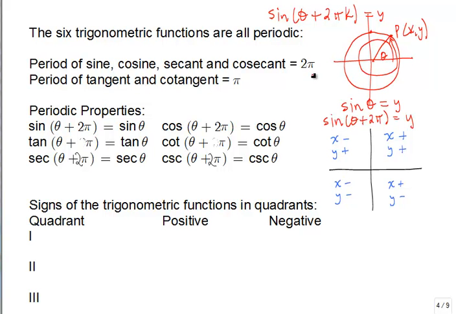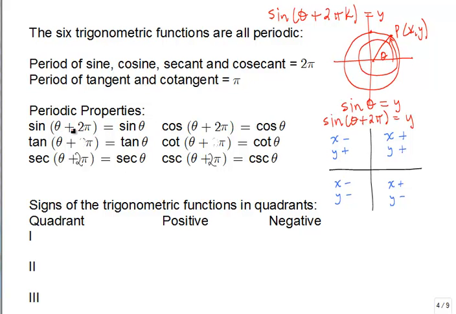Now, tangent and cotangent repeat more often. They repeat in quadrants 1 and 3 or quadrants 2 and 4. So they have a shorter period of just pi. Another way to write those periodic properties would be to write them in these statements right here.